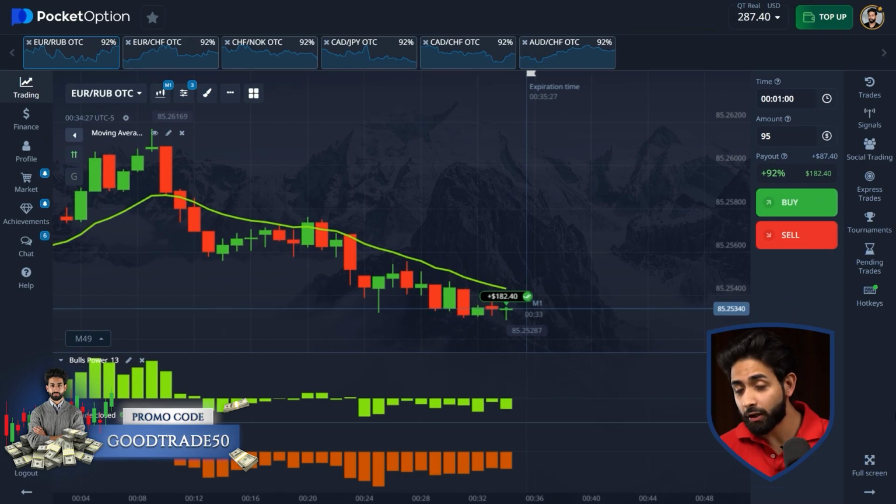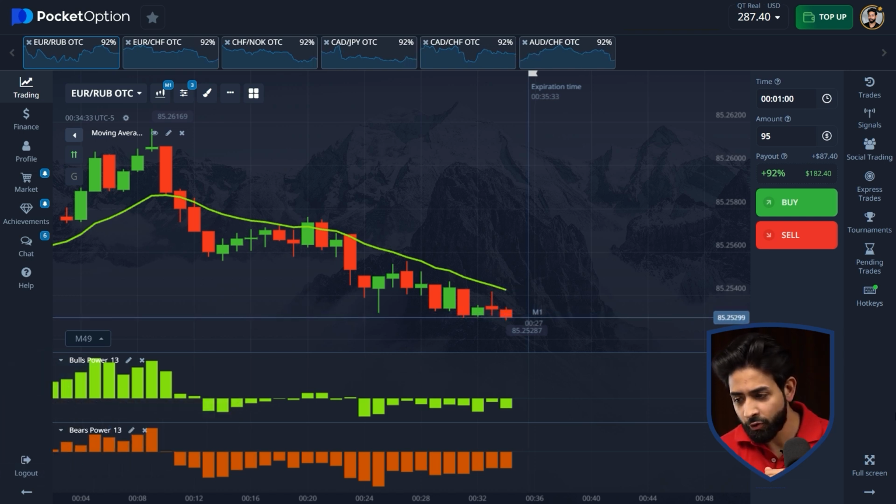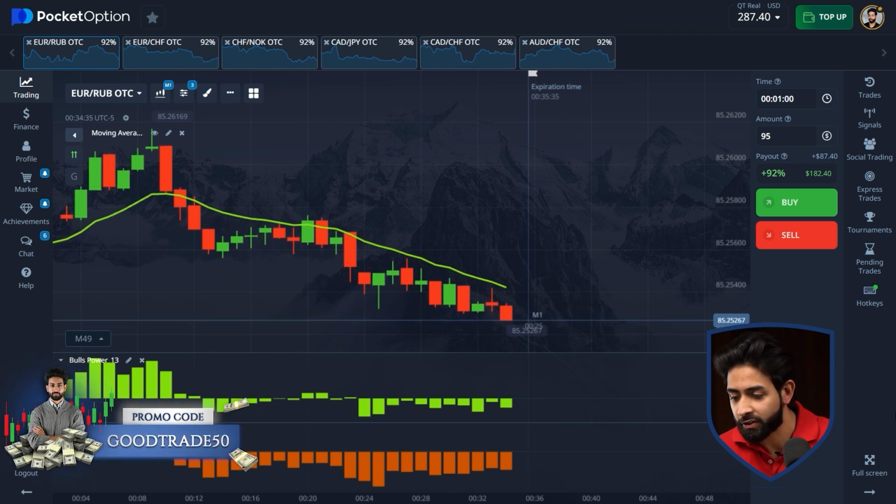Good trade. Really close, to be honest, but really good trade. We managed to make the first profit of the day with the first trade. $182.40, pretty easy and pretty confident on this one. Let's have a better trade once again. Let's have a possible profitable trade again.